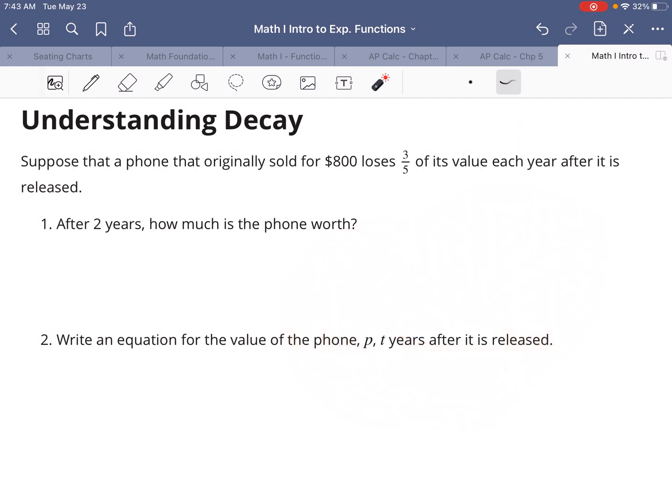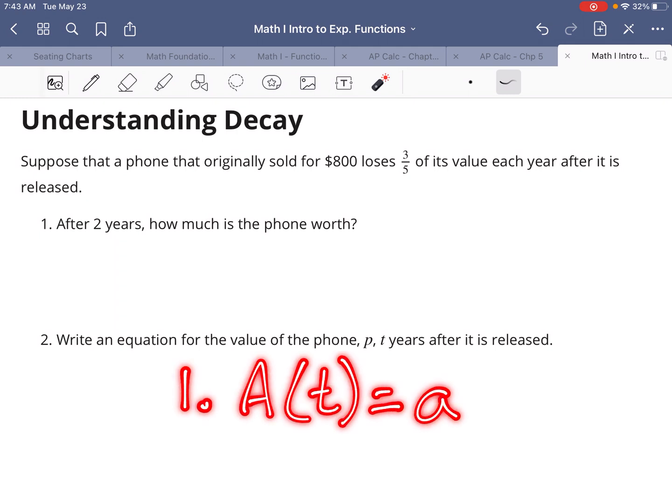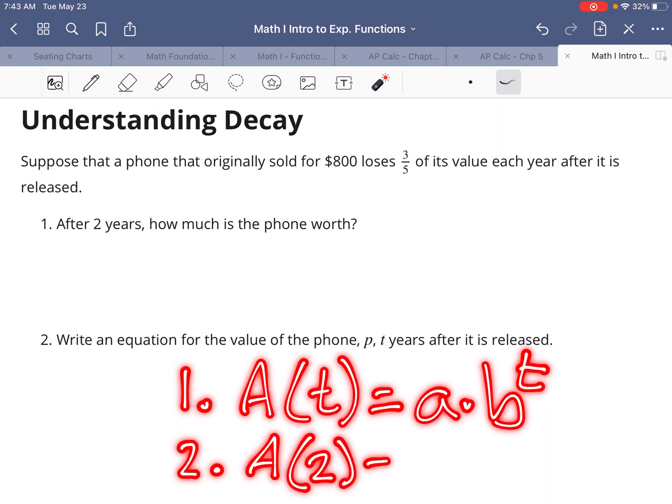And then use Desmos. Remember on Desmos, if you type into line 1, a of t is equal to something times something to the t power. On the second line down, you can always just go a of 2 if you want to figure out what the value is after 2 years. It'll be something.